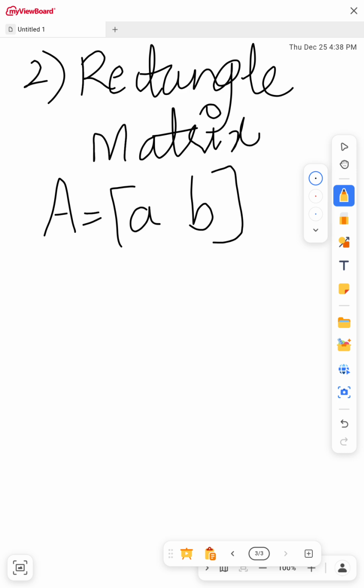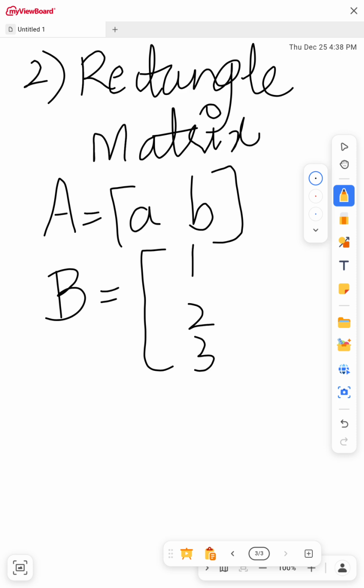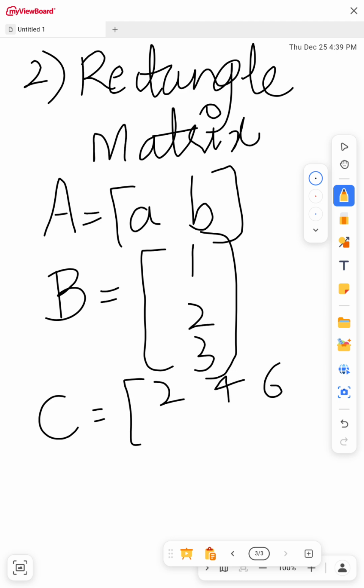It has 1 row and 2 columns. Let's talk about B, 1 2 3. It has 3 rows and 1 column. Okay, another matrix, 2 4 6 8 9 10. Yes, it has 2 rows and 3 columns. So it has an unequal number of rows and columns.